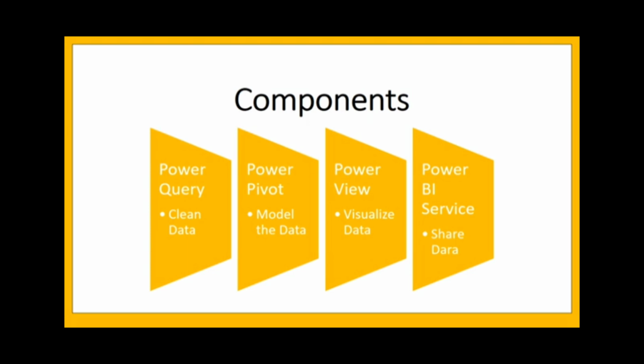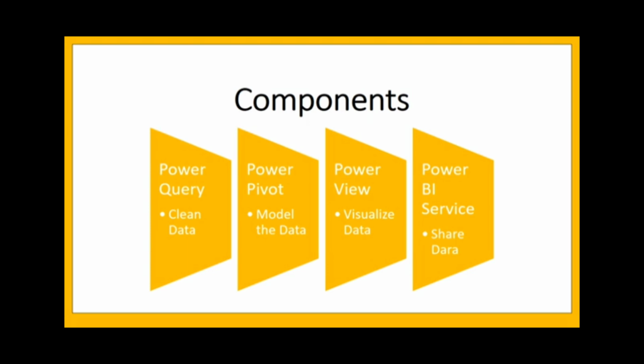After modeling the data and finding out the relation between the data, our next step is to visualize that data. That is, how can we represent that data in a visual format that could be understood by all other people. For this purpose, the third component of Power BI, that is Power View, is used. It is used to visualize the data, maybe in the form of a chart, a graph, a dashboard, or a report.